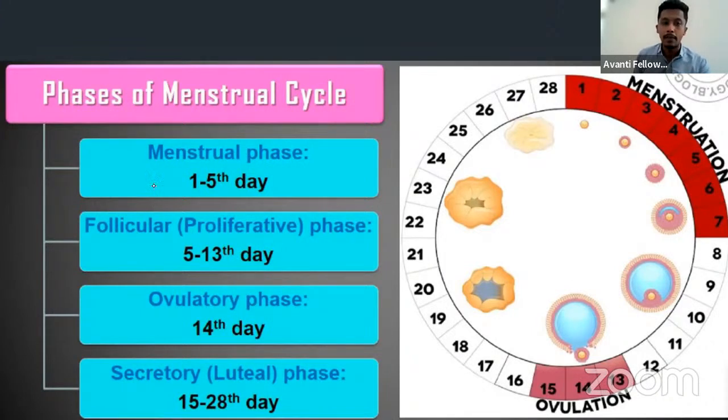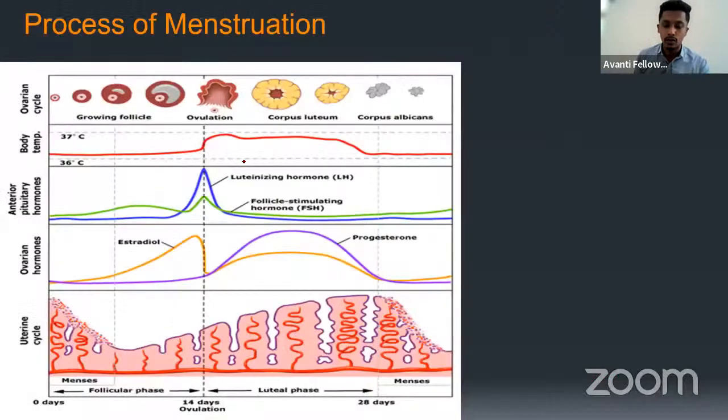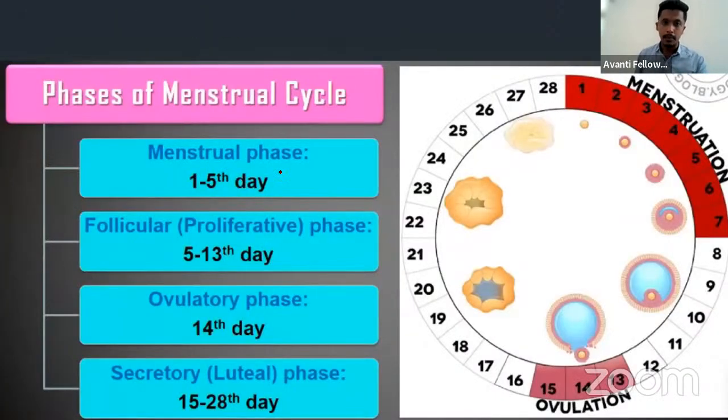So the menstrual phase happens from day 1 to day 5, which is also called the bleeding phase. Next is followed by the follicular phase. The follicular phase is also called the proliferative phase, where the formation of the follicles takes place, as well as the proliferation of the endometrium. That happens between day 5 and day 13. And the ovulatory phase is where the ovum is released on the 14th day, or the mid-cycle.